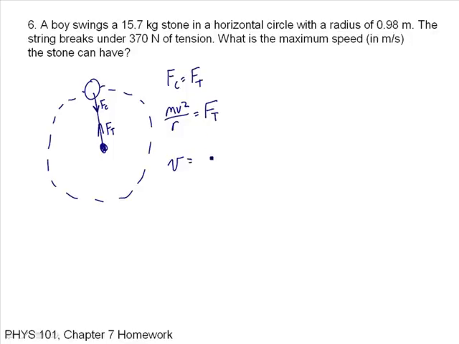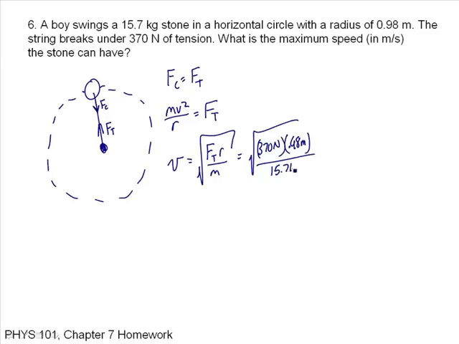I want to know what is v, so I can just solve this equation for v, and that is the square root of Ft r over m, which is the square root of 370 newtons times r, which is 0.98 meters, over m, which is 15.7 kilograms. If I put in those numbers, I get 15 meters per second.